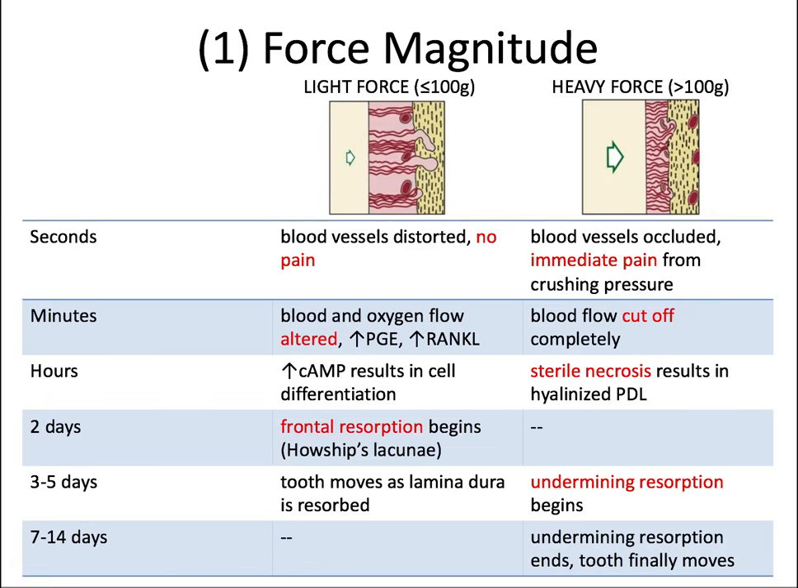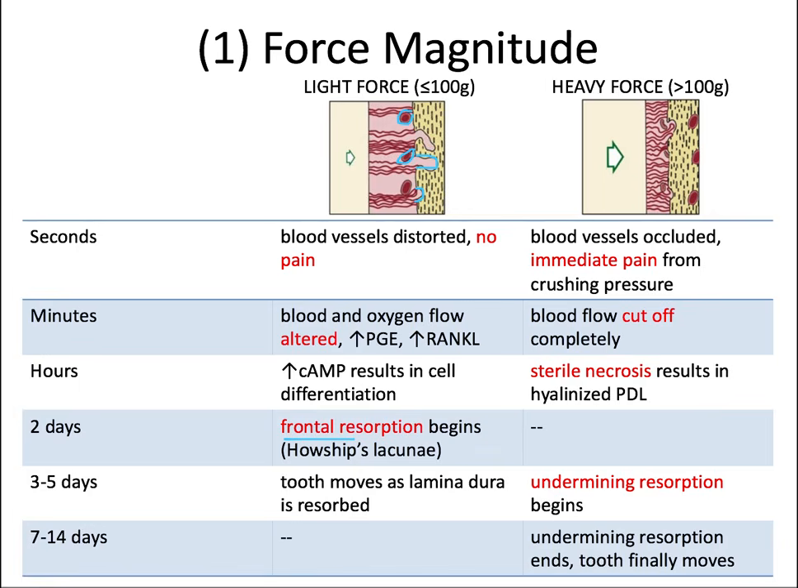Within 2 days, osteoclasts are now recruited and begin the process of frontal resorption from the bony socket. So frontal resorption refers to a steady attack by these osteoclasts on the outer surface of the bone. That's the lamina dura that's directly adjacent to the tooth surface. And these osteoclasts create these craters that are called Howship's lacunae.